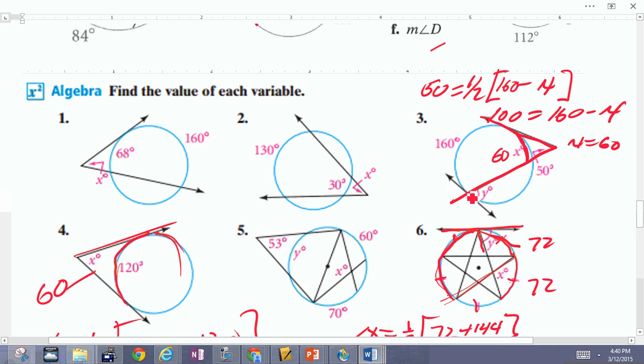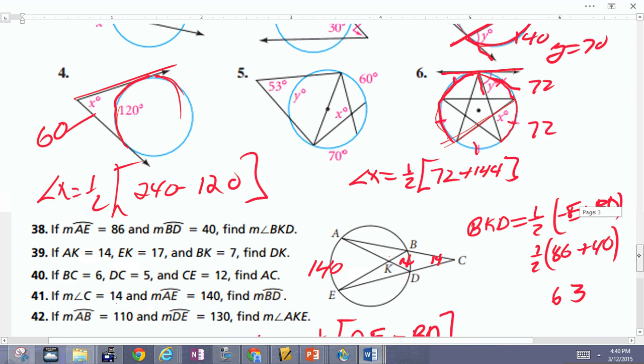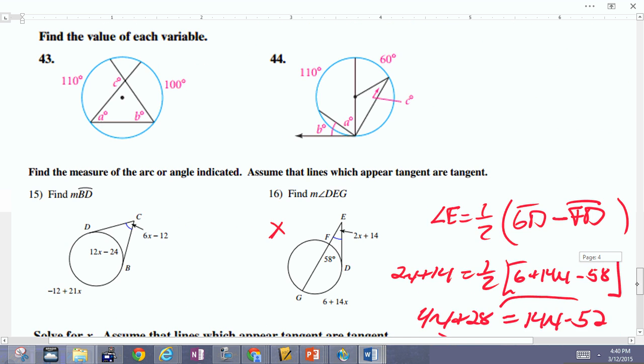Okay, so we got 160, another 60, that's 220, and that leaves this arc here, the rest of the circle, 360 minus 220, that's 140. Angle Y is an inscribed angle formed by a tangent and a chord, which is half of that. So angle Y is equal to 70. Okay, angle Y is equal to 70. Let's try to do one more.